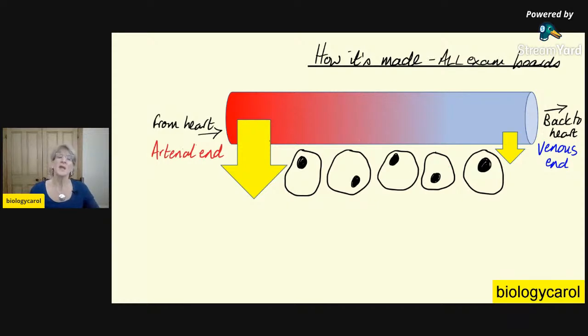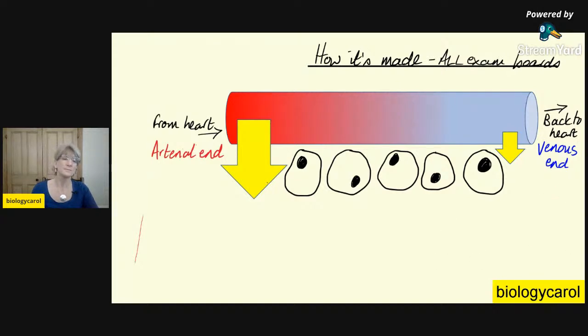Okay, so now we're going to talk about what happens at this end of the capillary, at the arterial end. The information that you need to know is going to be written on this side of the screen. And what happens at the venous end will be written on this side of the screen.